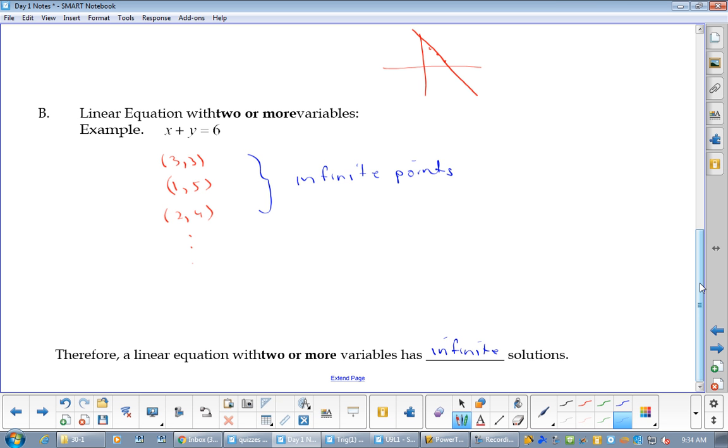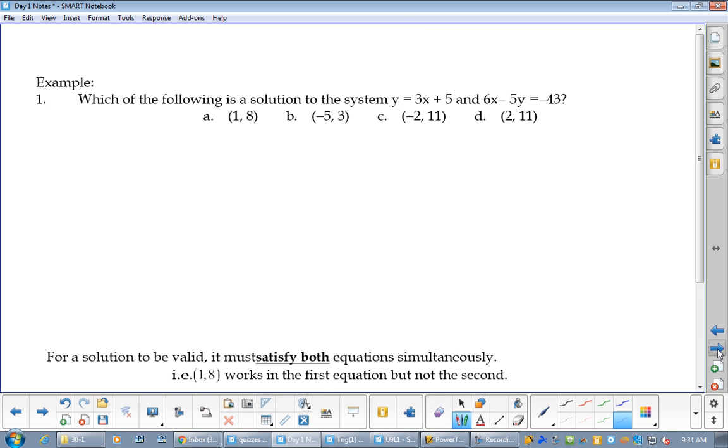But now let's talk about a system. Which of the following is a solution to y equals 3x plus 5 and 6x minus 5y equals negative 43? Now there's only one answer. Now you're saying, huh, but there's a million answers here for x, y, right? I can put in any x, get out a y, yep. And there's a million answers for here. But together, there's only one answer.